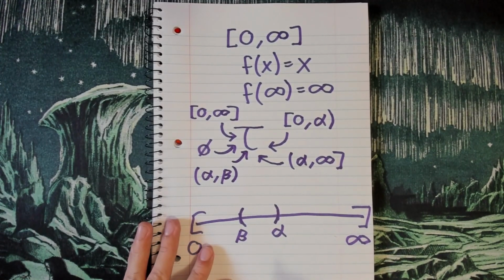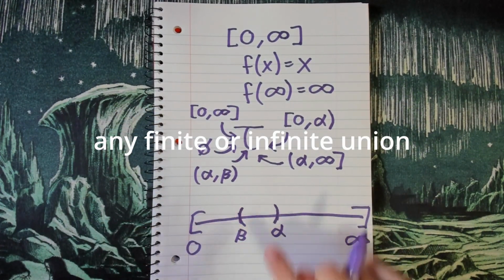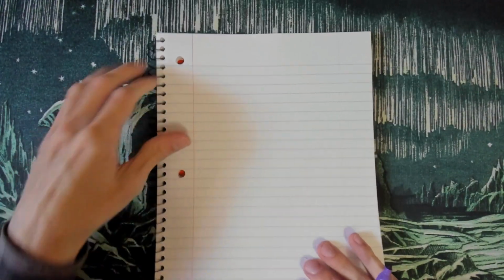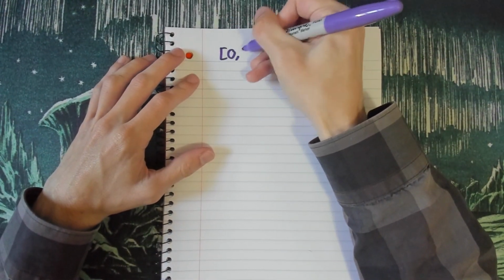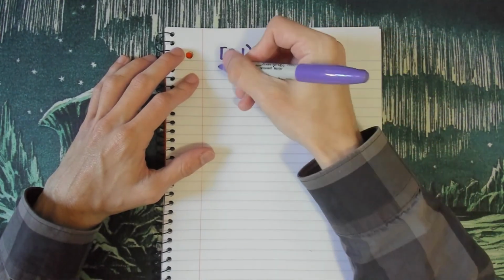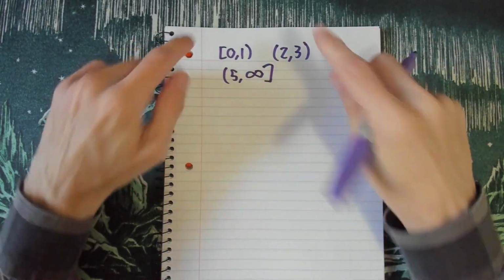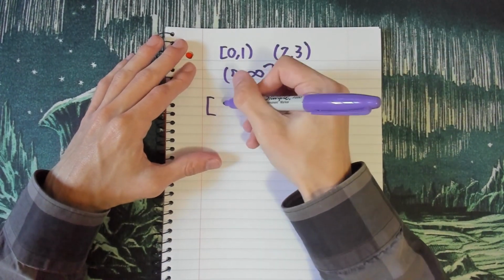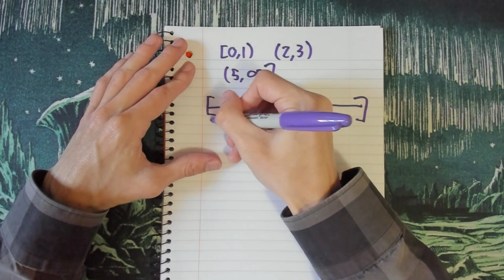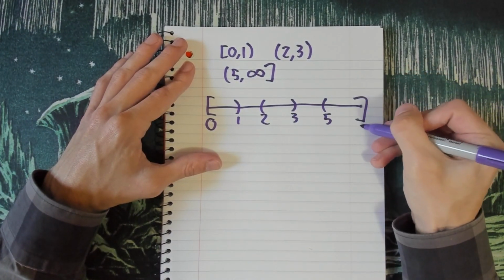Now the last thing I want to do is any combination of sets of these kinds is going to go in the topology. So for example, if I had a set 0 to 1, and I had a set 2 to 3, and I had a set 5 to infinity, then I could combine these sets so that I would have, if I was to draw what that would look like, this is 0, 1, 2, 3, 5, infinity.